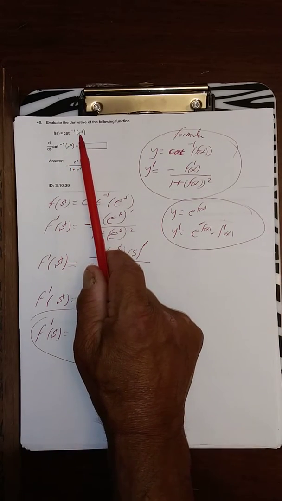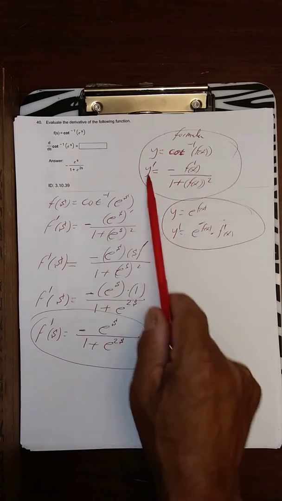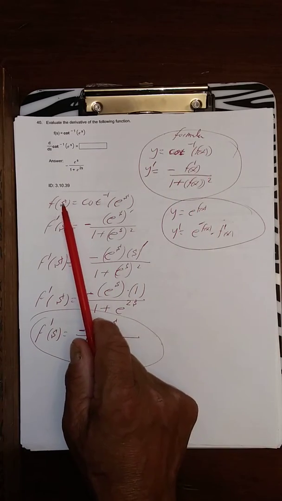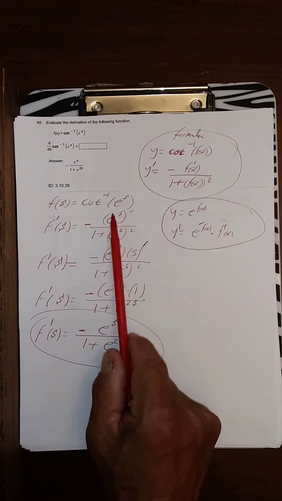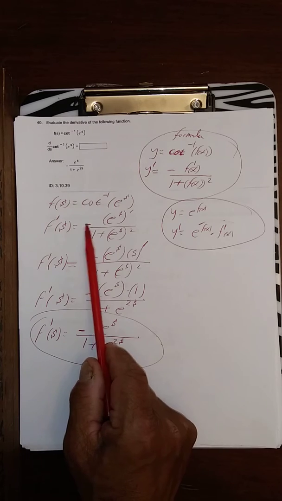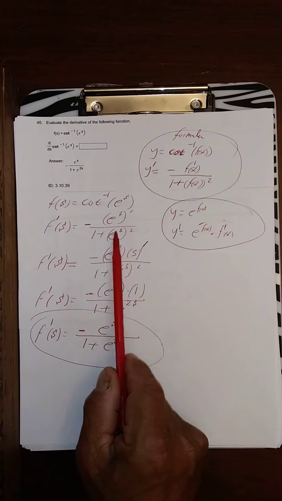Cotangent inverse of e to the s power. Well, here's the derivative formula for cotangent inverse, and here's the one for the e function. So f of s is that. F prime means put the derivative of the function on top, with the minus, and then in the bottom we have 1 plus the function squared.